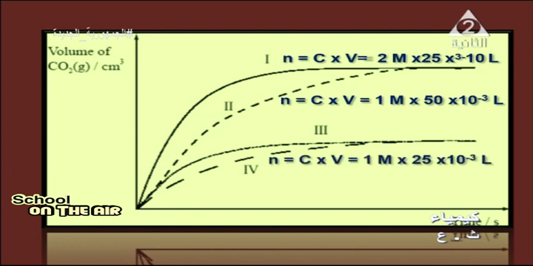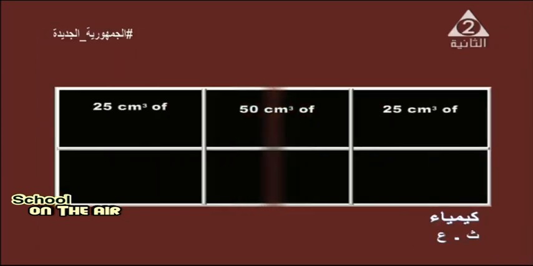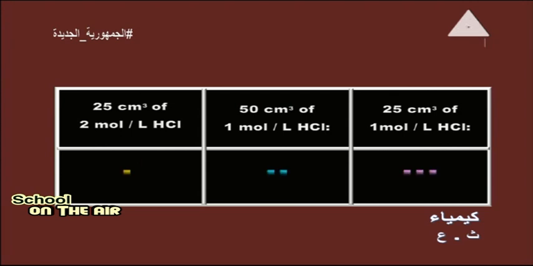While the next graph, which is number 3, as the concentration is 1 molar and here the volume is 25, so the number of moles will be less than the previous 2 solutions. So we can find that the graphs represent the right answer 1 and 2 and 3 as shown on the PowerPoint show.